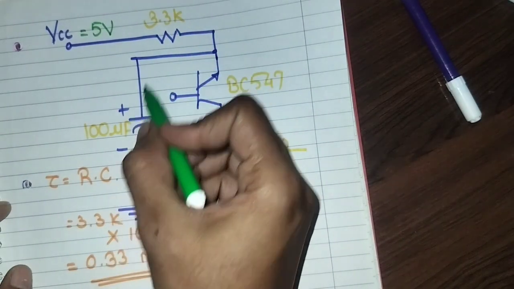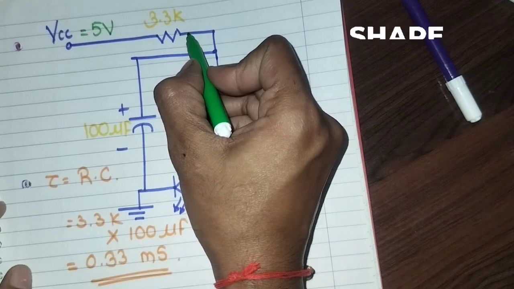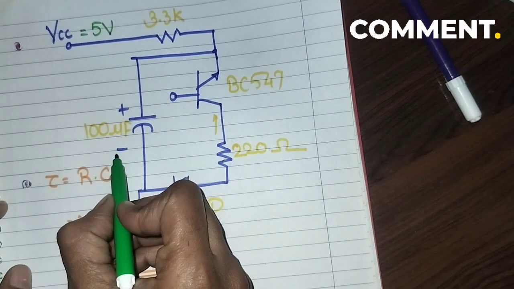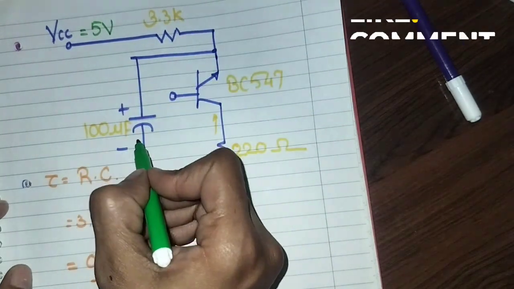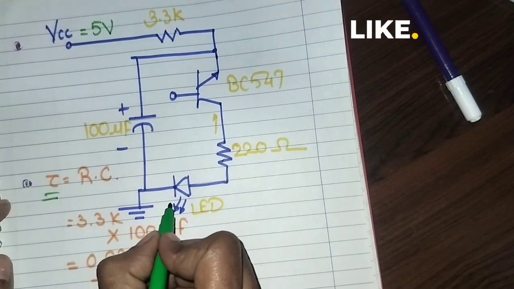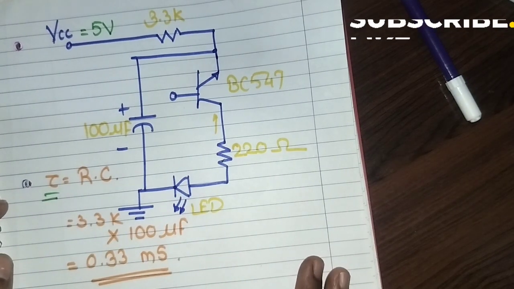So the values you can play with are the resistor 3.3K and the capacitor. If you change these values, the tau will change and allow the LED to turn on and off at a different time.